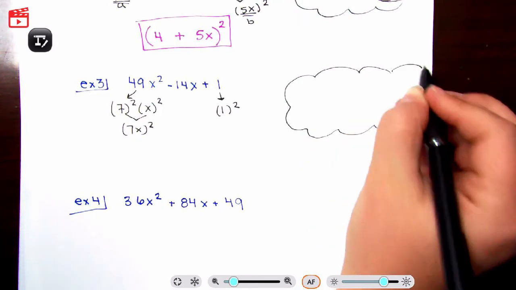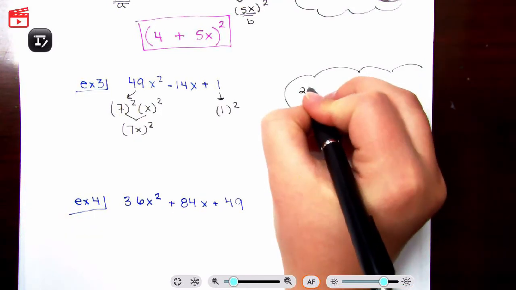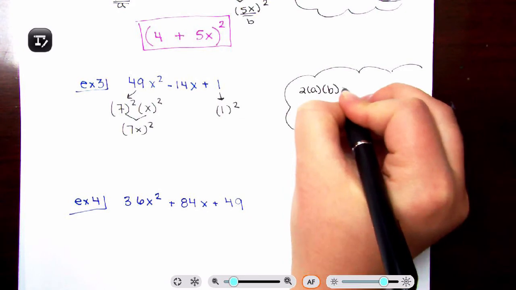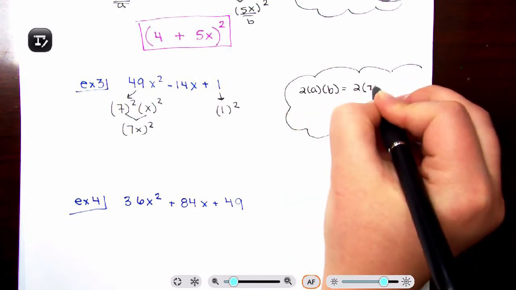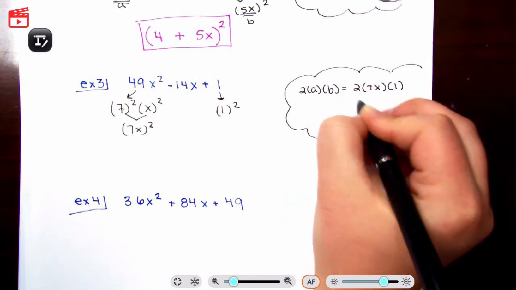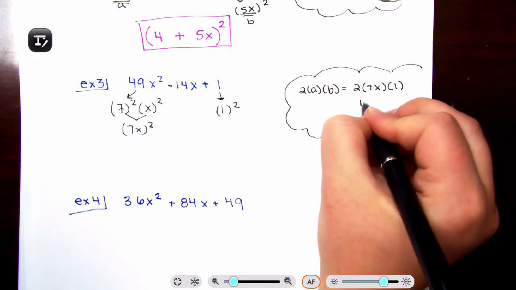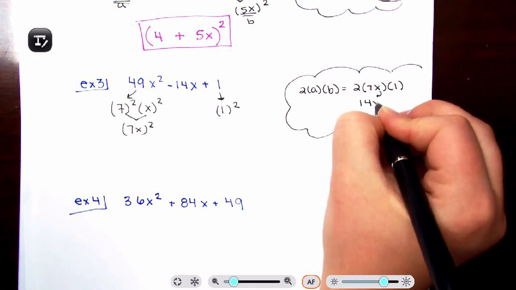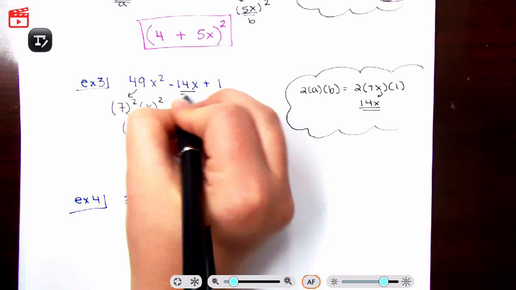You don't have to write it down if you want to do a mental check instead. 2 times a times b. So I have 2 times 7x times 1. 2 times 7 times 1 is 14. I have this x, bring it down. So I should have a 14x, which I do.